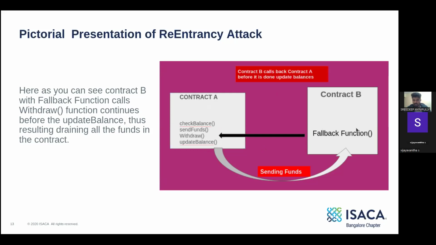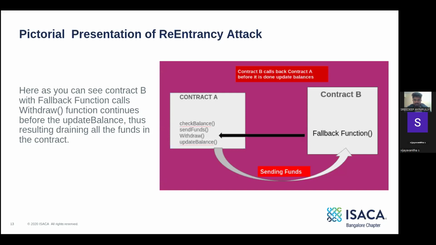Once he sends the money to this account, it withdraws. This is the sequence: check balance, send fund, withdraw, update balance. Update balance should come before the withdraw. Only once you update the balance should you allow this person to withdraw his money. That's the mistake the DAO team made, because they didn't update the balance before the withdraw.